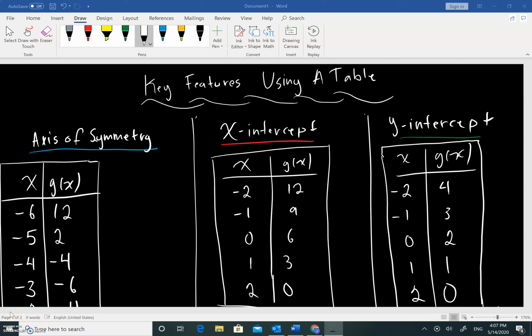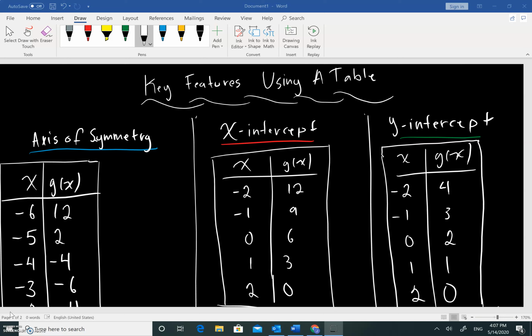Hi, today we're going to go over key features using a table. Now the three features that we're going to be going over are 1, the axis of symmetry, 2, x-intercepts, and 3, y-intercepts. Now the first one, axis of symmetry.